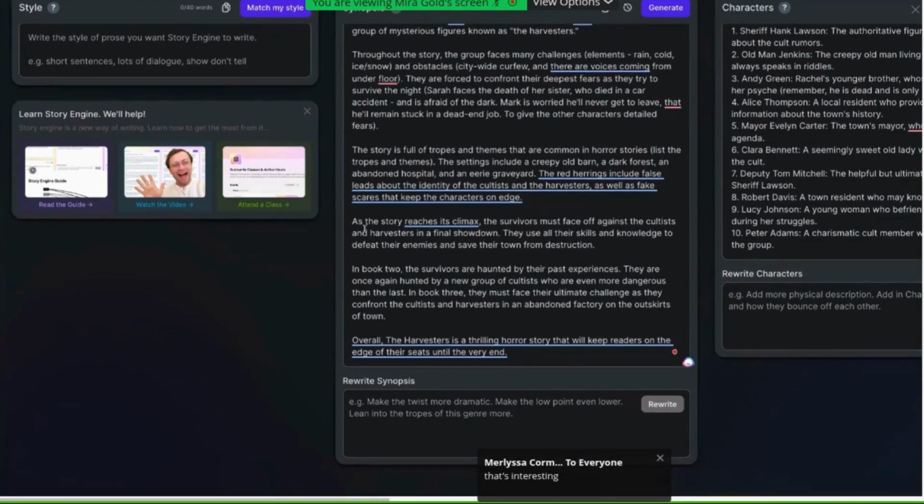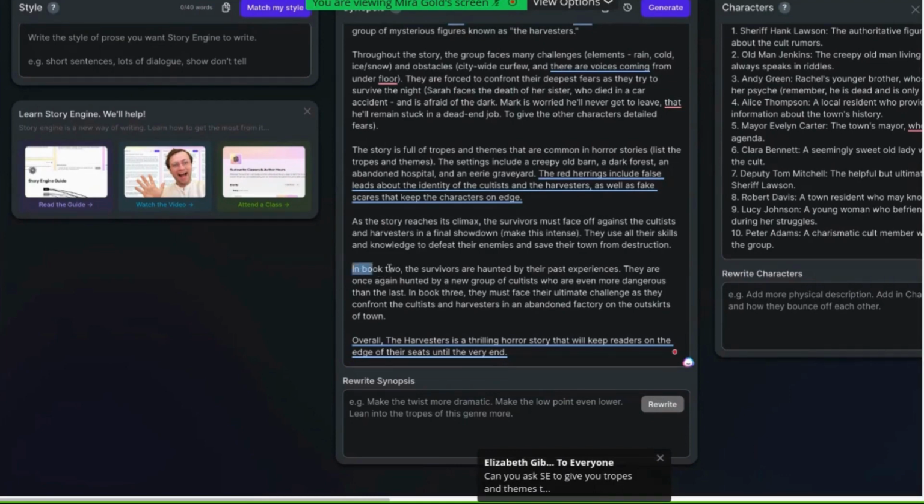Perfect, thank you. So as the story reaches its climax, the survivors must face off against the cultists and harvesters in a final showdown. So I want to make this intense. Now, why am I putting these comments in here? Because in a little bit, whenever I generate my character list and whenever I generate my outline, I am going to use those embedded comments to direct the AI to provide additional details, as well as when I'm generating my character list.